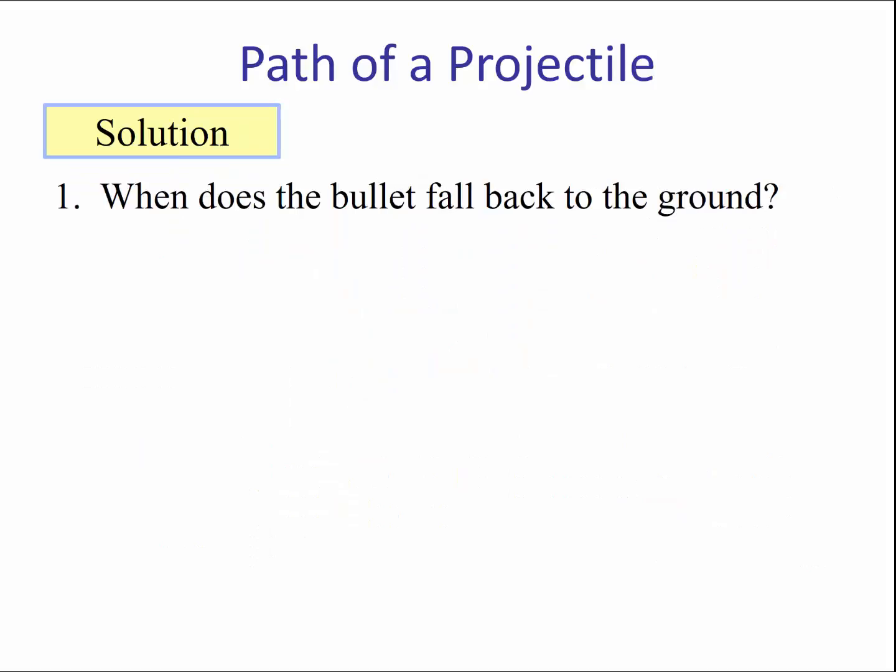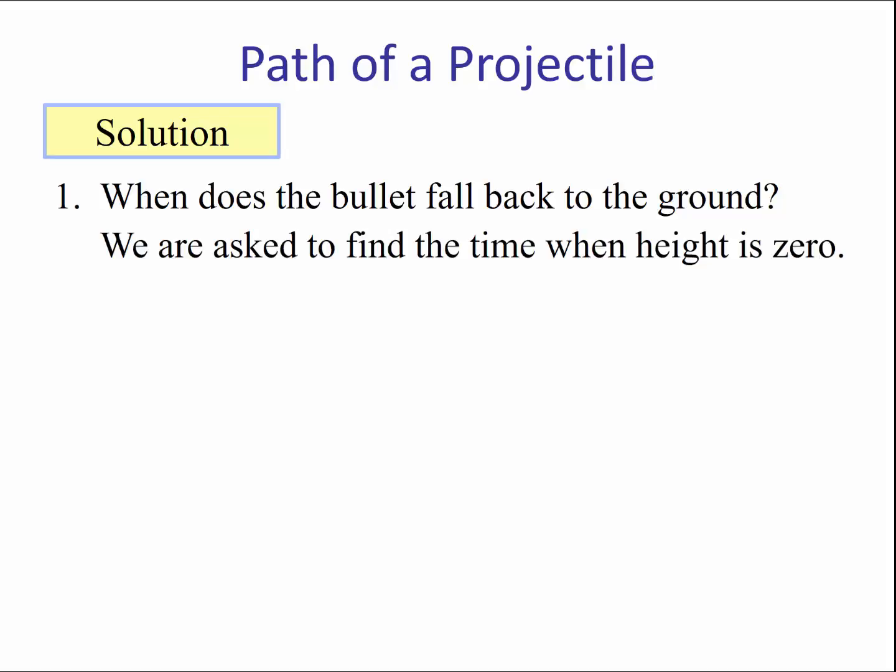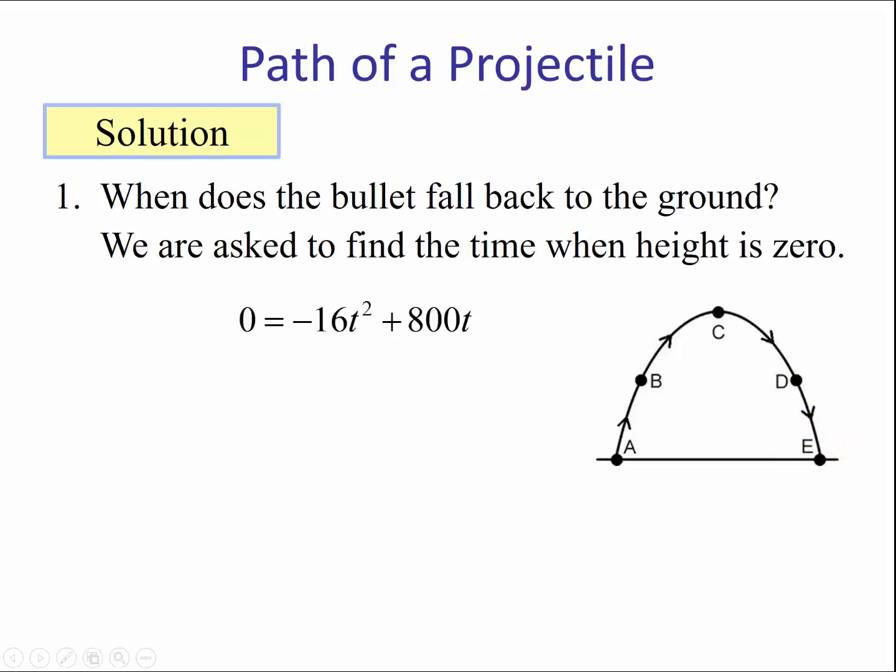Solution. When does the bullet fall back down to the ground? We are asked to find the time when the height is 0. So we know h is 0. So we are looking to find t. Substituting 0 in for h, we need to solve for t. This is in standard form, so A is negative 16, B is 800, and C is 0.